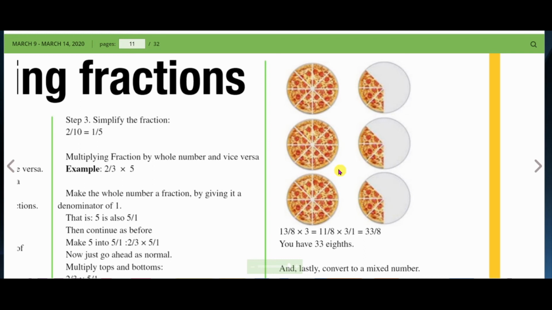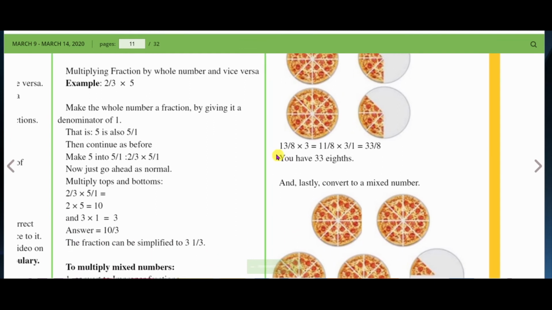Okay, because remember that multiplication and addition go together. In fact, multiplication is what? Repeated addition. So here we go. 1 3/8 times 3 would be the same as 11/8 times 3 over 1. We're going to put our what? Whole number over 1 to make it a fraction, and that would be equal to 33/8.